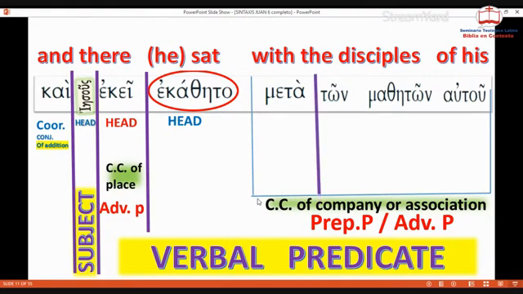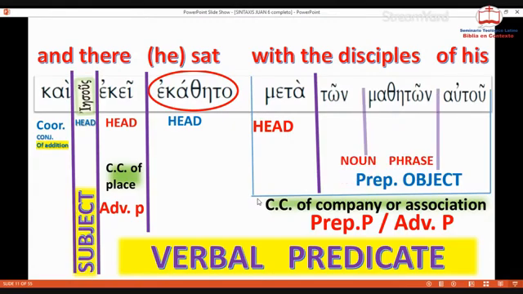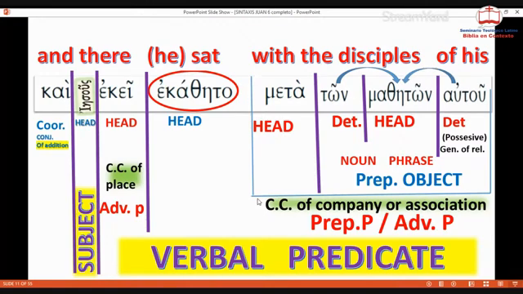All right, so let's analyze each part. Meta is the head of the prepositional phrase. Tōn mathētōn autou is the preposition object, or the object of the preposition. And then we have a noun phrase that has a determiner, and the head of the noun phrase is mathētōn, disciples, and autou is a possessive determinant. Both are determining the head, and the possessive determinant is a genitive of relationship because it shows the relationship between Jesus and his disciples. And that's it for today, guys.